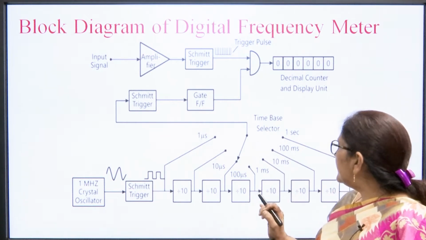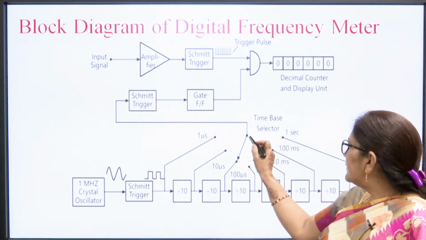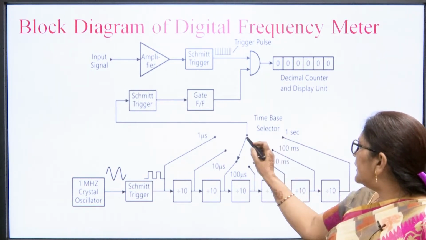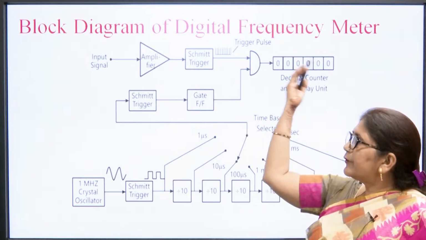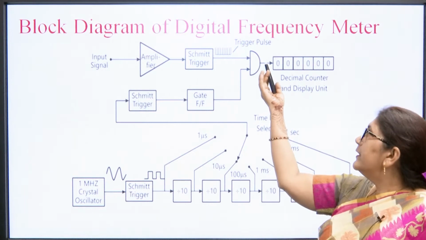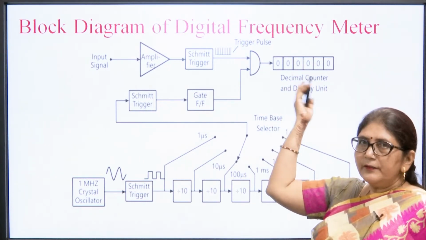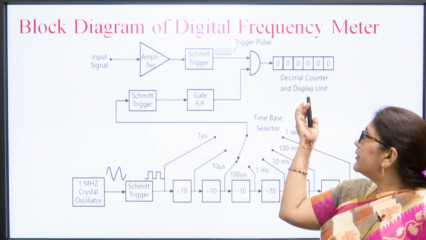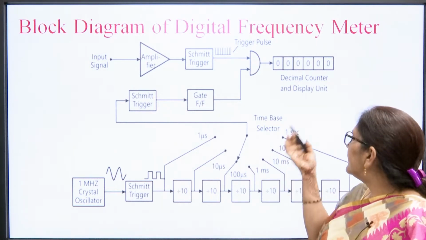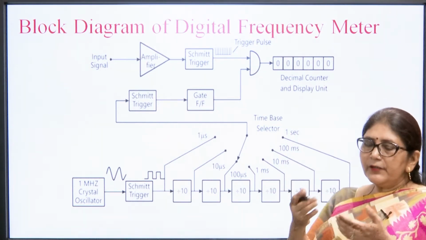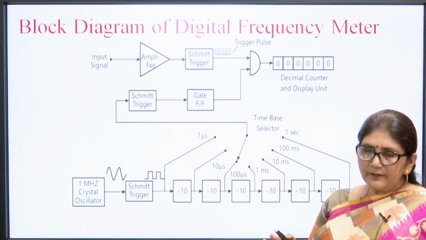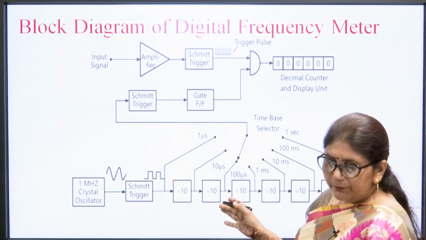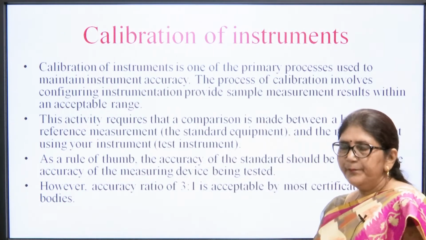Suppose we have put this knob, the time base selector, at 1 second. Whatever the number of pulses passing through this AND gate is calculated by the digital counter and displayed at the display unit. So, in 1 second how many cycles have passed, that is the frequency of the signal. So, this is the function of the frequency meter.